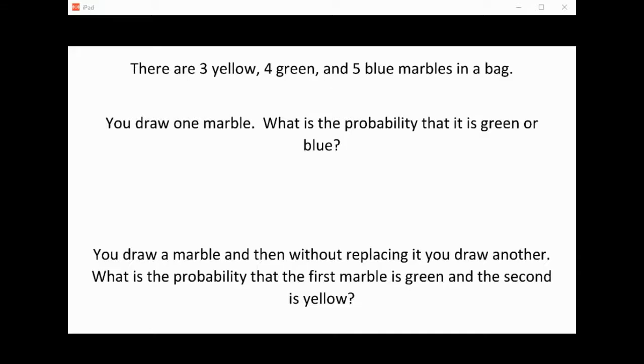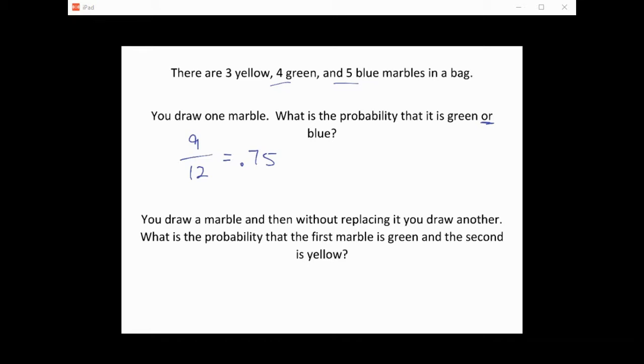Okay, so that's what we were doing last week. If you're just finding the probability that one thing or another happens, you really just add the two together. So the probability of green or blue, if I just add those, it'll be 9 out of 12, which is 0.75.